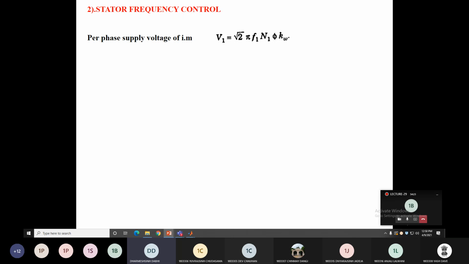So in this case, the motor parameters will change, and that will lead to an inaccurate speed-torque characteristic if the flux saturates the magnetic circuit of the induction motor. And if you reduce the frequency further, what will happen?